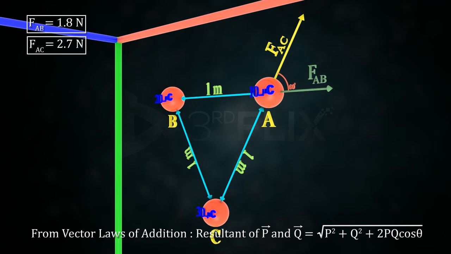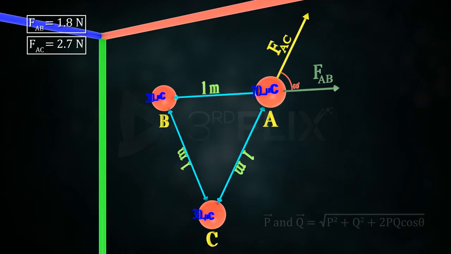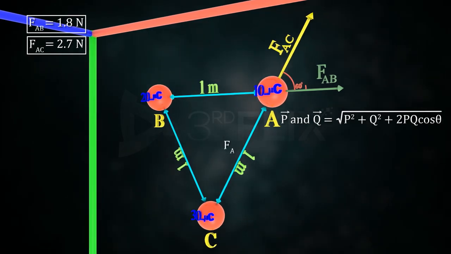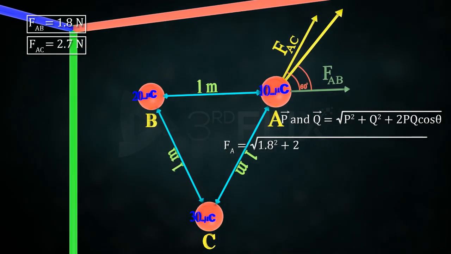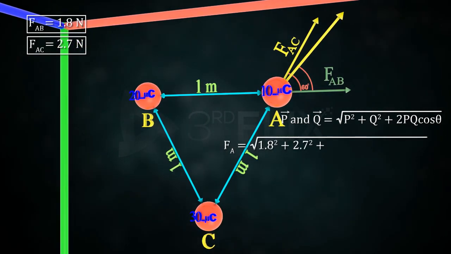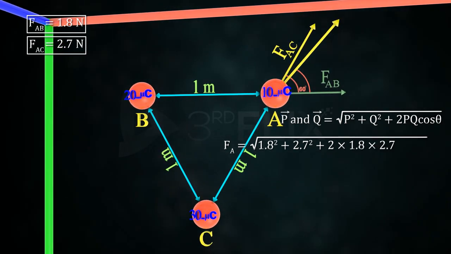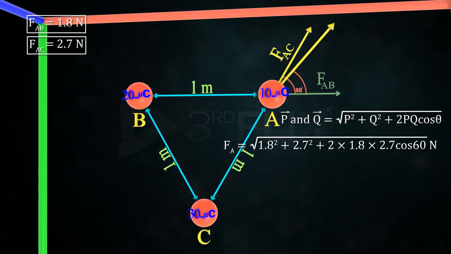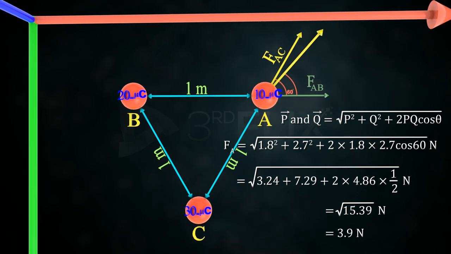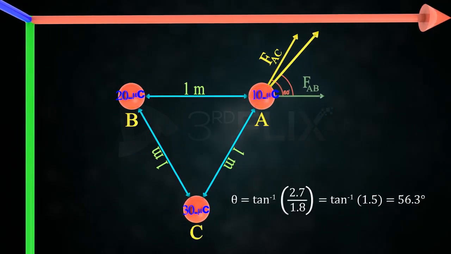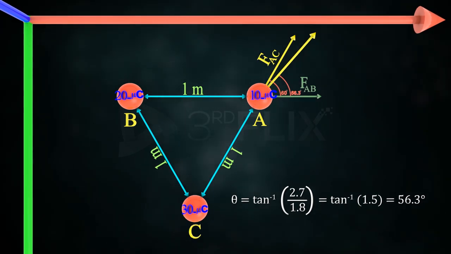From the principle of superposition, the resultant electric force is the vector sum of these two. The resultant force on A is equal to root over 1.8 square plus 2.7 square plus 2 into 1.8 into 2.7 into cos 60 degrees, which equals 3.9 newtons. This resultant force makes an angle tan inverse of 2.7 by 1.8, that is 56.3 degrees with the x-axis.